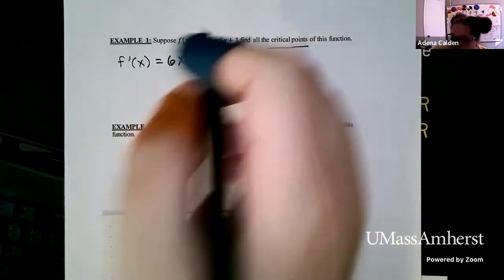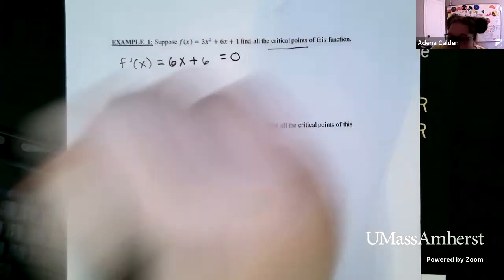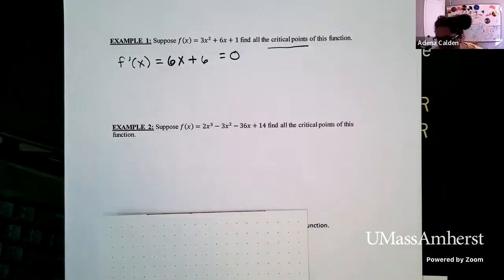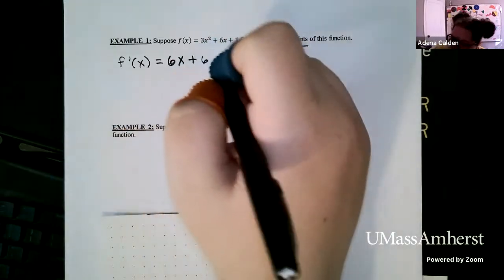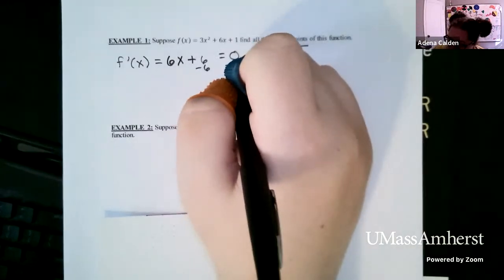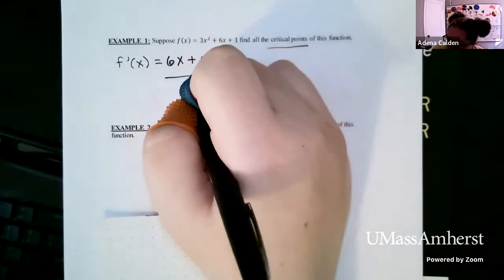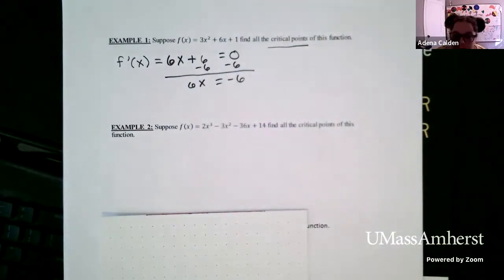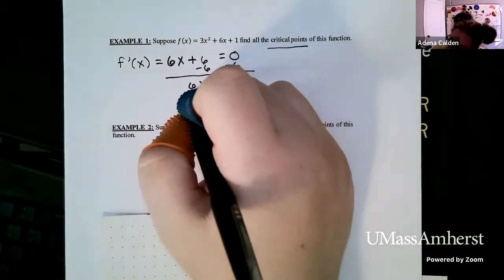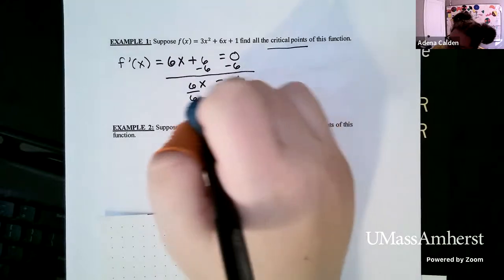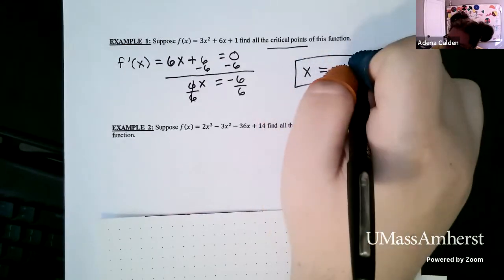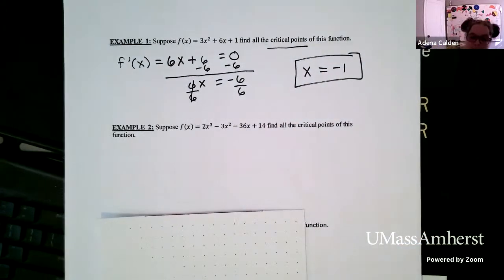Once we have our first derivative, we want to know what x value makes that equal to 0. So in order to solve for this, we're going to subtract this 6 to the other side. So we have 6x equals -6. We divide both sides by 6. And we get x equals -1. So we have a critical point at x equals -1.